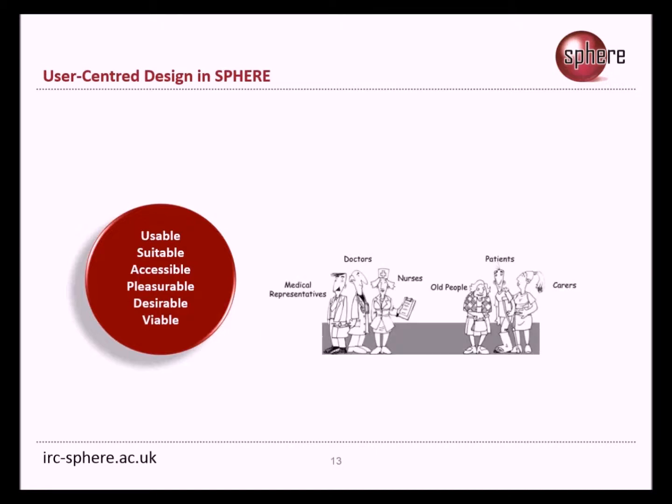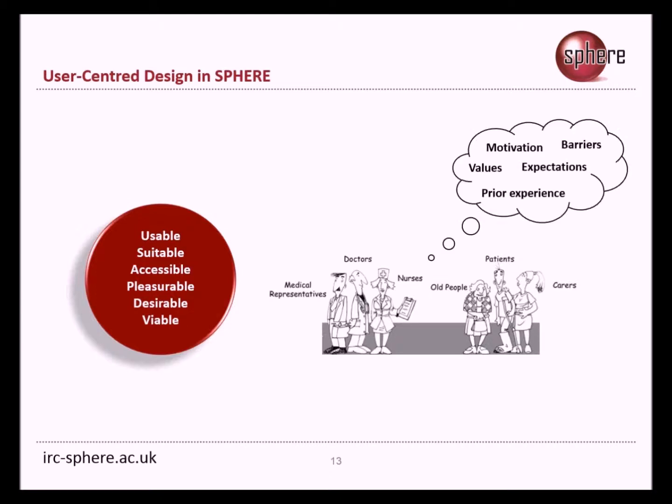So the users of this system are not just the people in homes who have the SPHERE system, but also the relatives, because we know that usually they are the first point of call if something does go wrong. Nurses, carers, the clinicians involved in patient care.